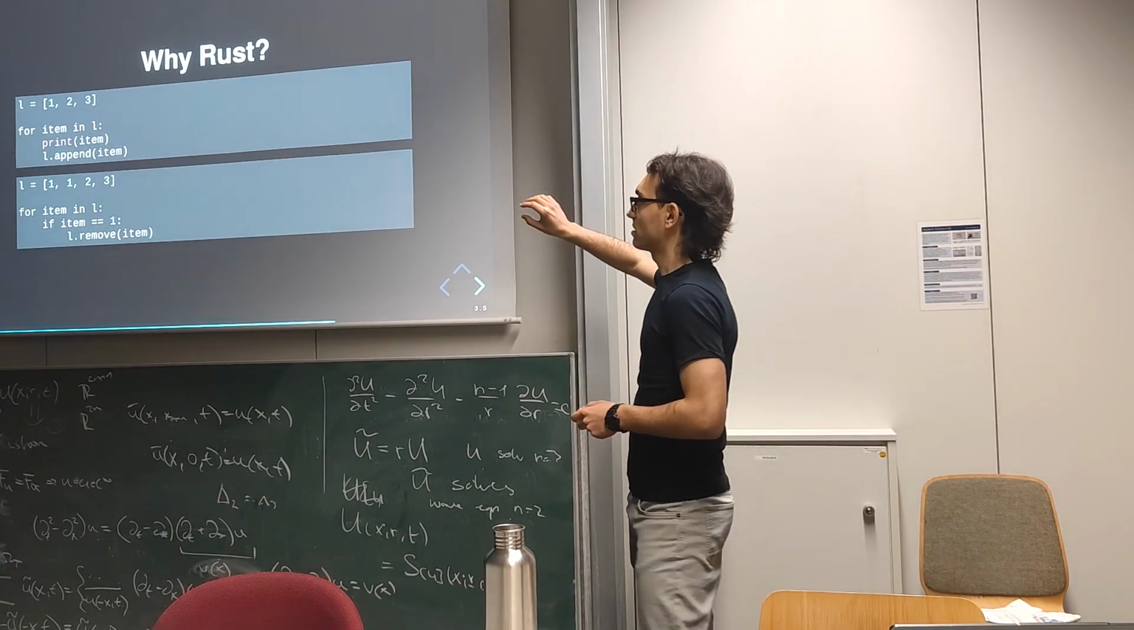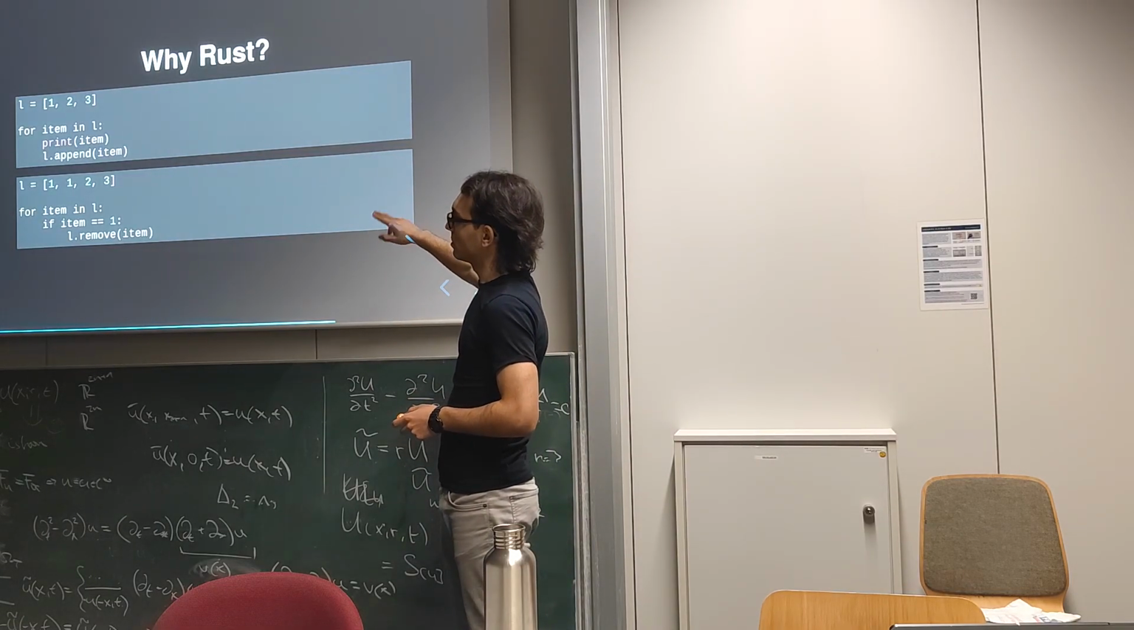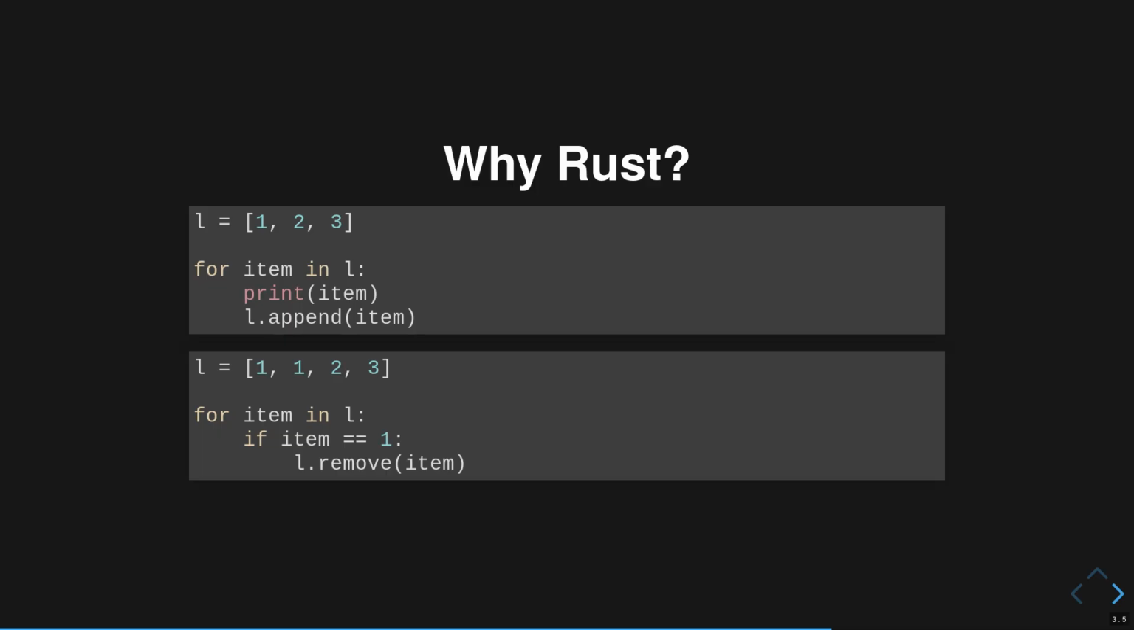But then take a look at this second example. We have a list with 1, 1, 2, and 3, and this loop. And my question is now, what is the content of L at the end of this program?